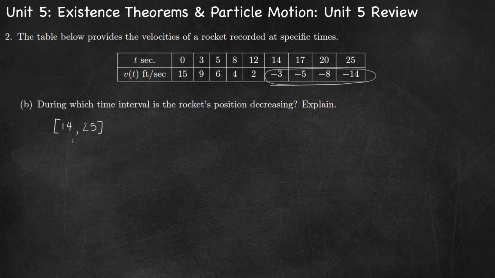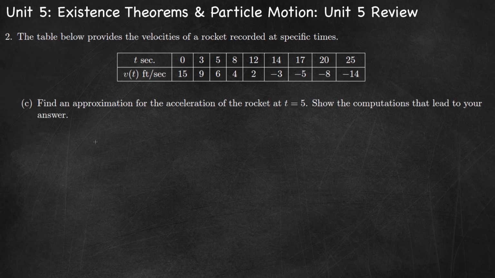So this might not be the only time interval where the position is decreasing, but it's true that it will be decreasing on this interval since v of t is less than 0. And again, we're assuming that we're working with a continuous function, but in the context of this problem, since we're talking about the velocity of a rocket, it makes sense that it would be continuous.